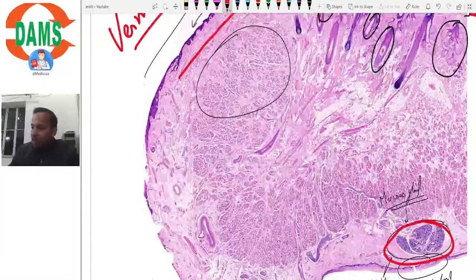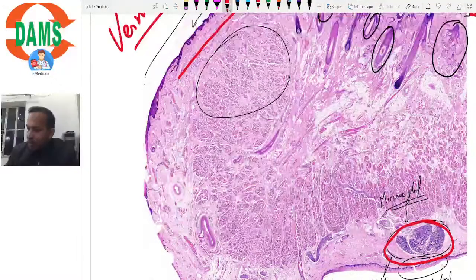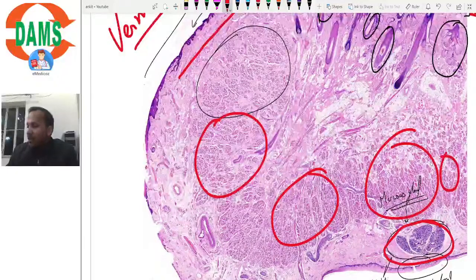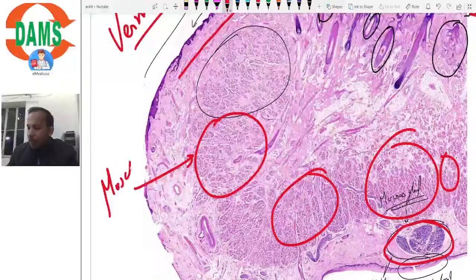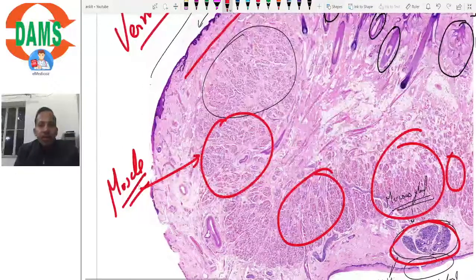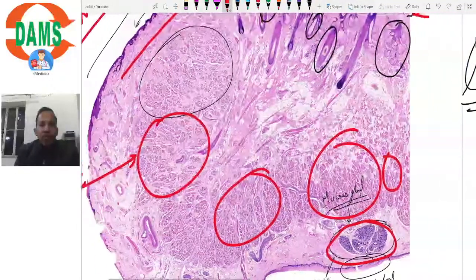So what are these structures? What is this structure? It is seen throughout the lip, isn't it? What is this? This is nothing but the muscle. These are nothing but the muscles, right? So orbicularis oris, isn't it? This is the orbicularis oris muscle.